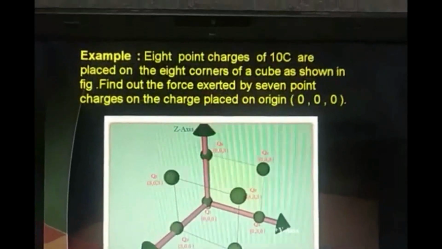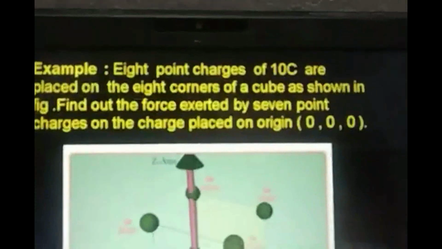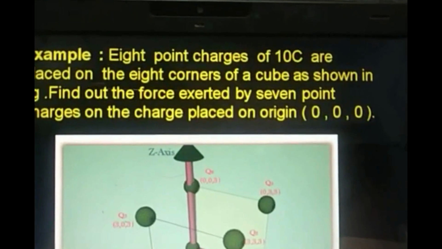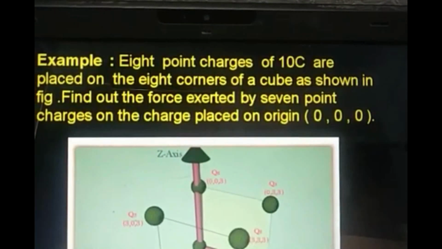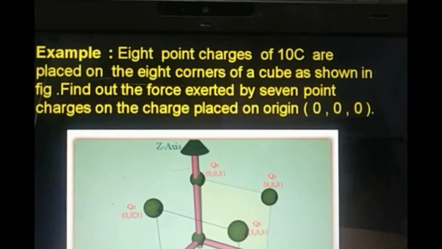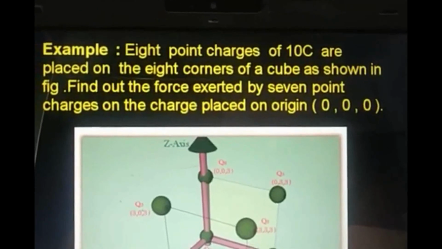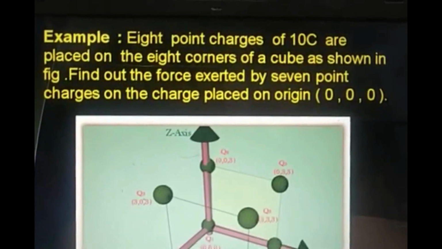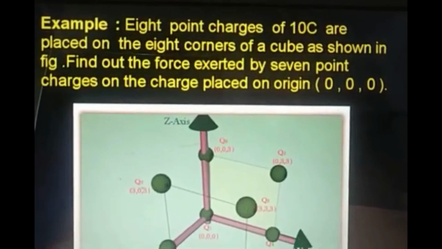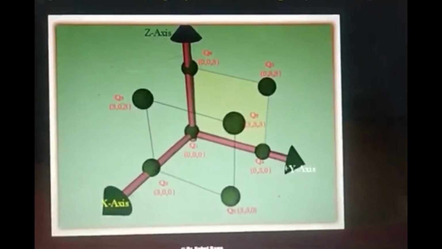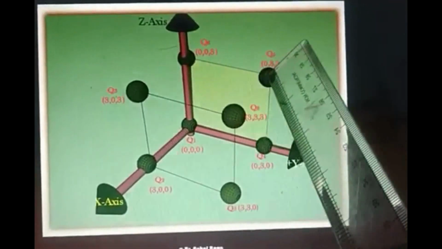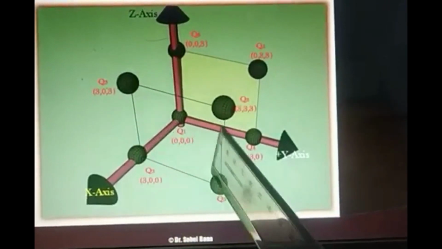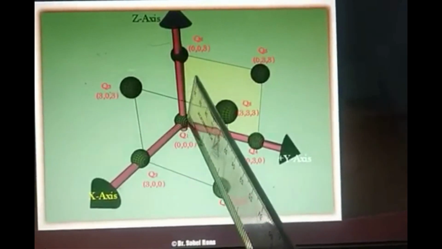So there is another example now. In this case, there are 8 point charges. They are applying some force. These 8 point charges of 10 coulomb are placed on the 8 corners of a cube as shown in the figure. So we have to find out the force exerted by 7 point charges on the charge placed at the origin. So here you can see on the cube there are charges present on the 8 corners, and at the origin we have one charge where we have to calculate the force.